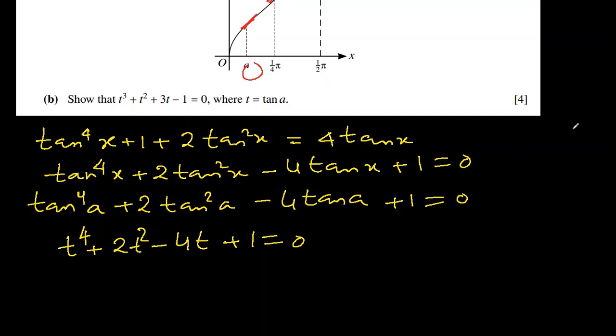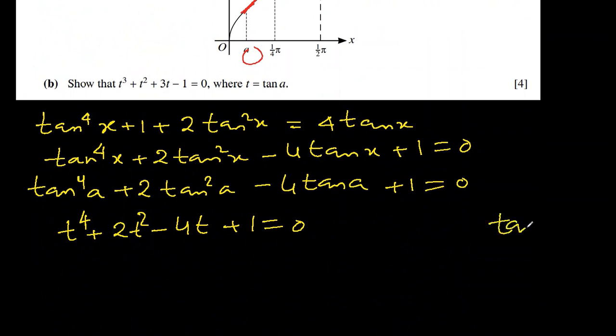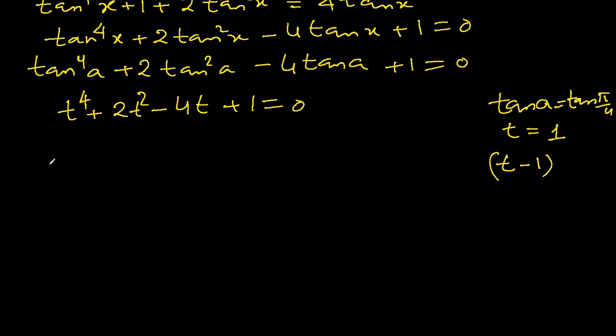We know that one of the solutions of tan dy over dx equal to 1 is pi over 4. We already know that. Okay, so in that case tan a is tan pi by 4, isn't it? So t equal to 1, and if I want to write this as a factor, it will be t minus 1, right? So that means one of the solutions I have to remove from this, and I know that solution is t minus 1, so I will divide this polynomial by t minus 1 so that I get the remaining part for the other roots.